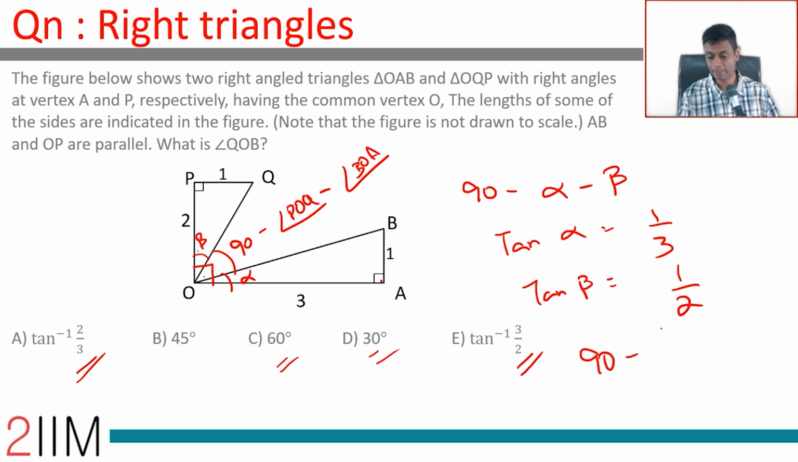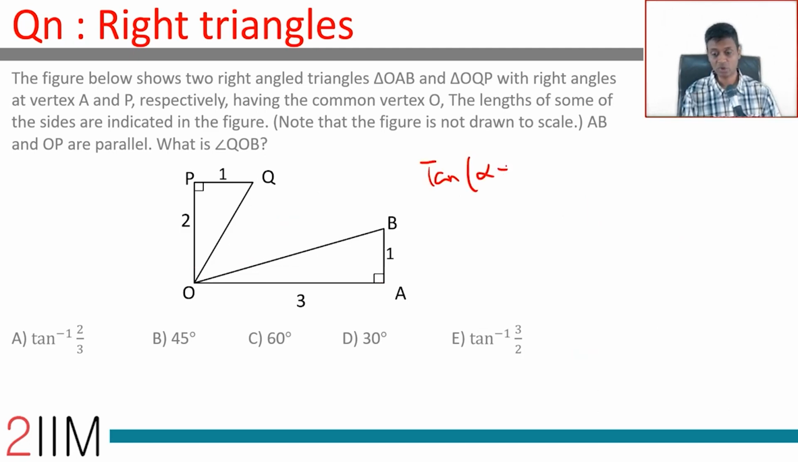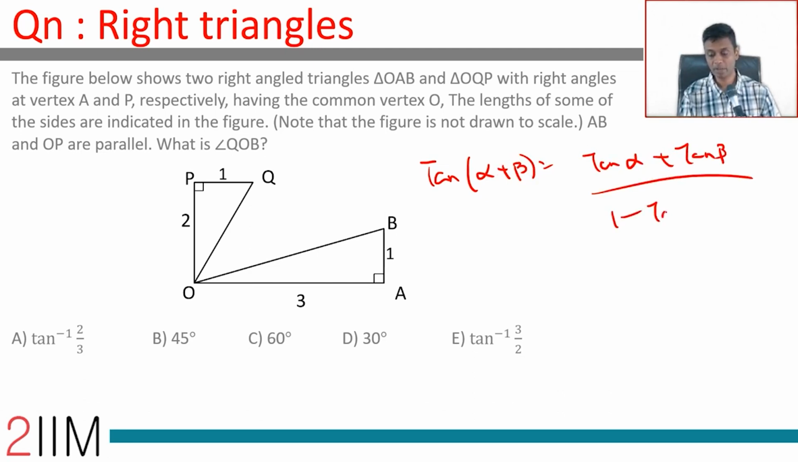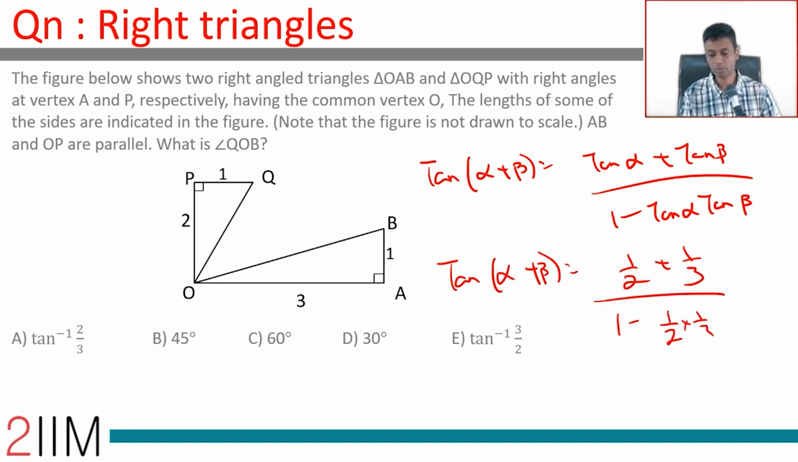We want to find 90 minus of alpha plus beta. If we find alpha plus beta, we are through. We know tan alpha and tan beta. We're going to use the idea: tan of alpha plus beta is tan alpha plus tan beta by 1 minus tan alpha tan beta, or 1 by 2 plus 1 by 3, by 1 minus 1 by 2 into 1 by 3. So it's 5 by 6 by 5 by 6. 1 minus 1 by 6 is 5 by 6. 3 by 6 plus 2 by 6 is 5 by 6, which is 1. Tan of alpha plus beta is 1, or alpha plus beta is 45.